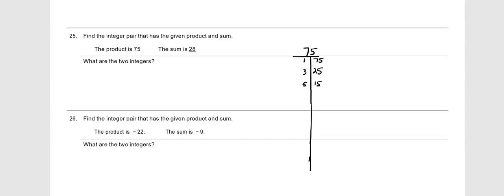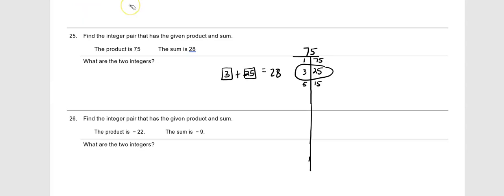And so we're looking for which factorization adds to equal 28. That's what they mean by the sum is 28. And of course, 3 and 25 are the factors that add to equal 28.